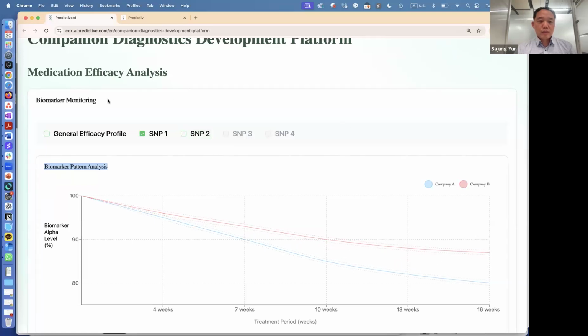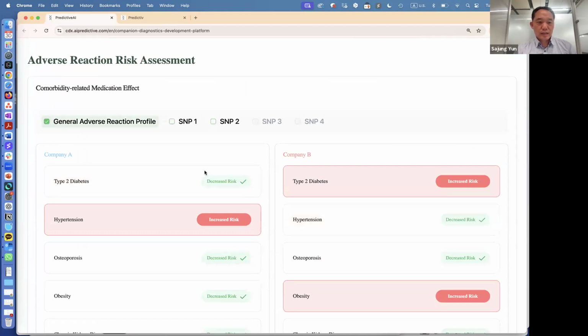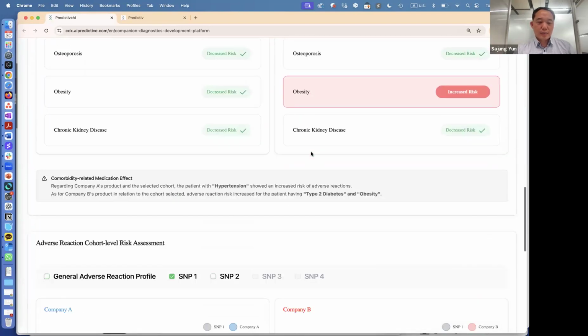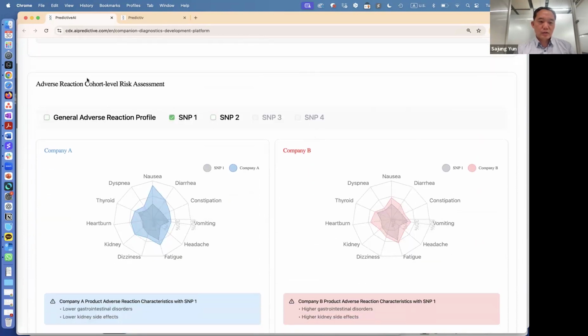And we could do the same thing, not just for the medication efficacy, but also for the adverse reactions. In this case, comorbidity-related medication effect, like diabetes, hypertension, etc., based on our company drugs compared to our competitors. And then also we can analyze the adverse reaction cohort level risk assessment.